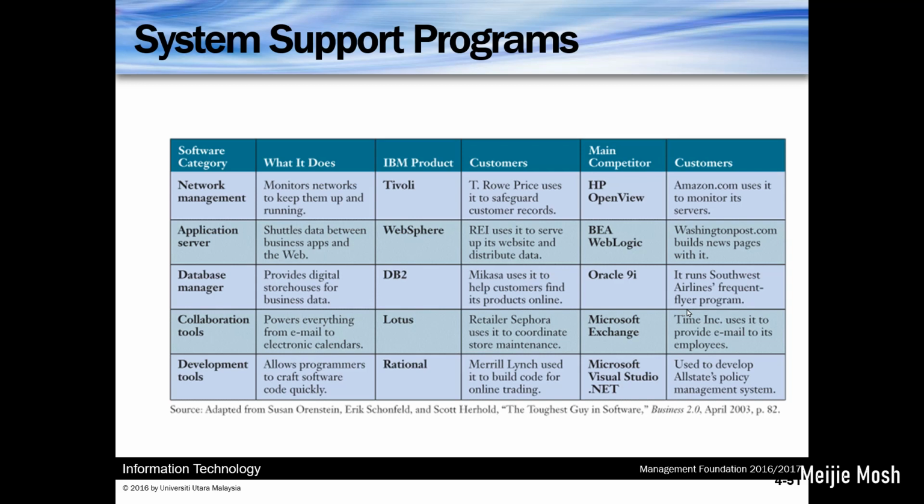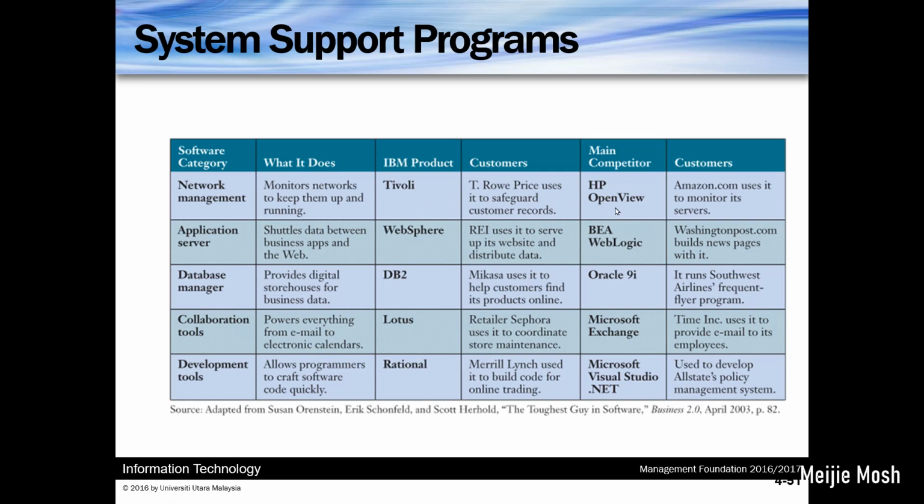An example of a system support program is network management. Network management is used to monitor networks to keep them up and running. Okay, an example of this network management software is the Tivoli product from IBM. And another one is a product from Hewlett Packard, HP OpenView.